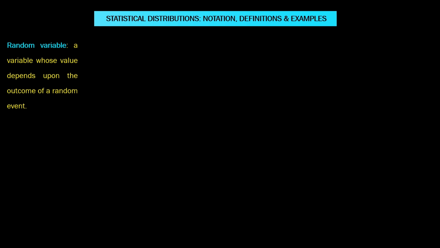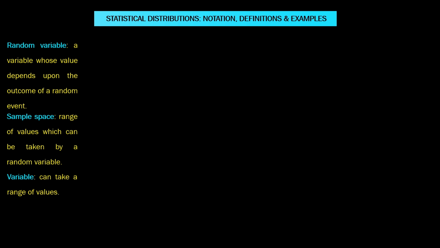We begin with a random variable. A random variable is a variable whose value depends upon the outcome of a random event. A sample space is a range of values which can be taken by a random variable. A variable can take a range of values. A discrete variable can only take certain numerical values.